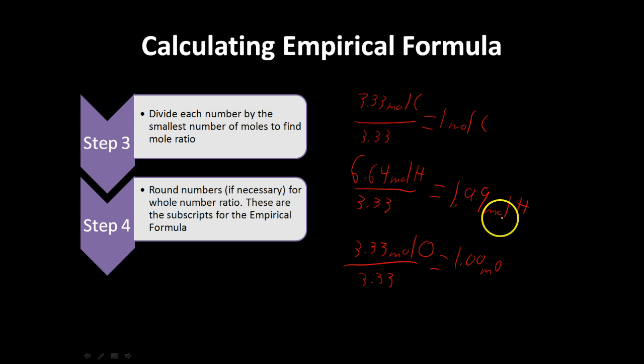Now you round these numbers to the nearest whole number. This of course will round to 2. These are already whole numbers, and you use those for the subscripts of your empirical formula. So carbon, there would be a 1 in the subscript. Hydrogen, you round to 2. And oxygen, you round to 1. So this is the empirical formula for our compound.